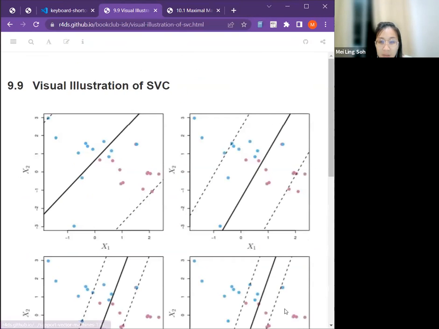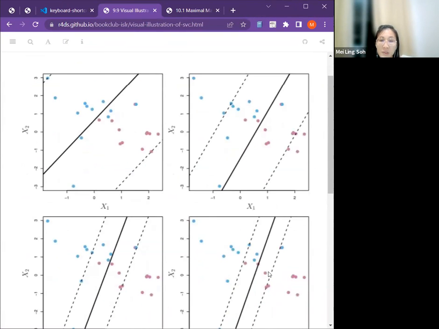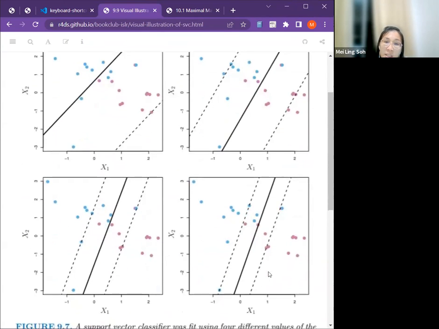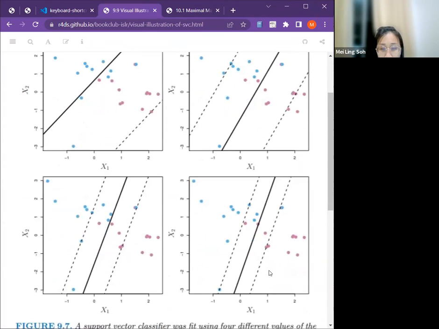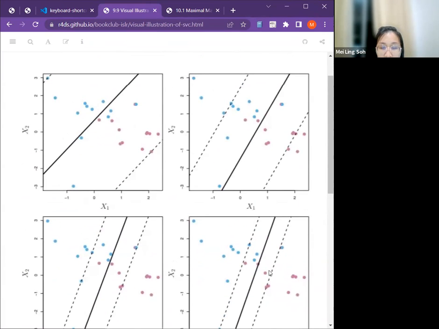Then, okay, let's talk about this. This is an interesting diagram. If you look, we have 4 figures. The hyperplanes are definitely different, but what we want to focus on in these 4 diagrams is the margin. In fact, it is the soft margin. I'm talking about the diagram on the top left. So you have this hyperplane.